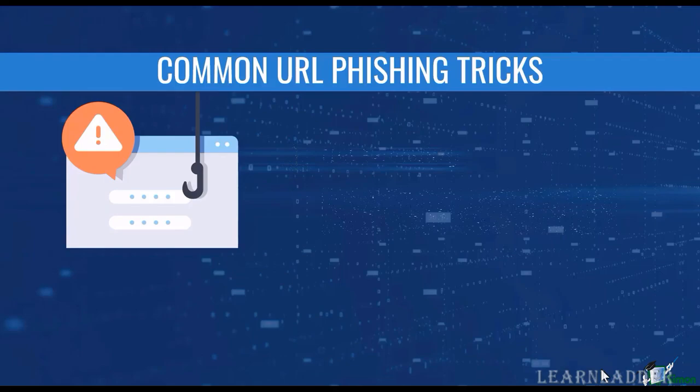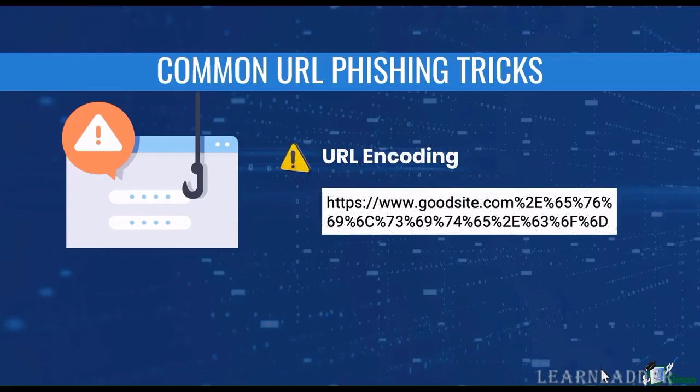Our second example here is URL encoding. We have something that looks legitimate, www.goodsite.com. Notice after goodsite.com, there's a bunch of strange-looking characters. Those characters are designed to allow URLs to use characters that are reserved.